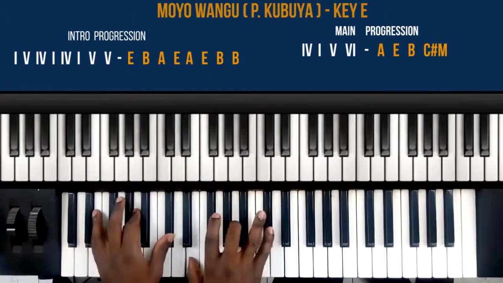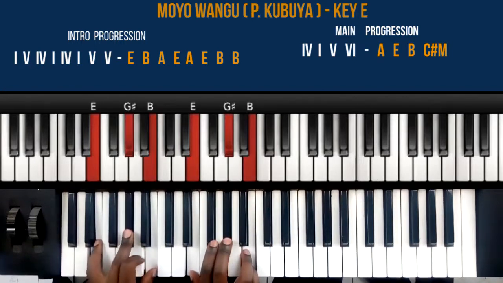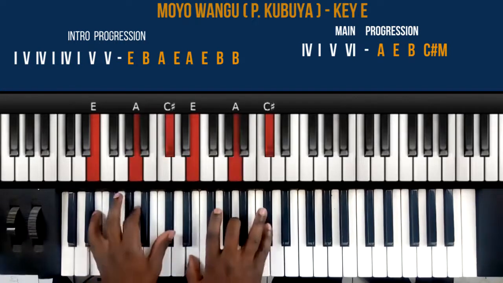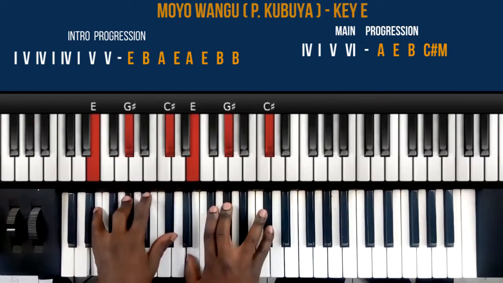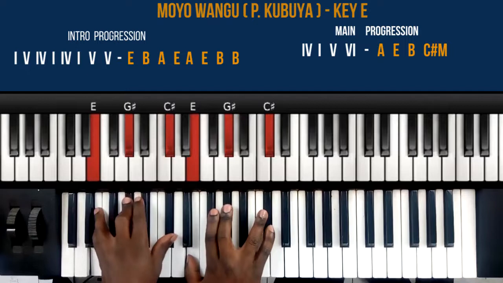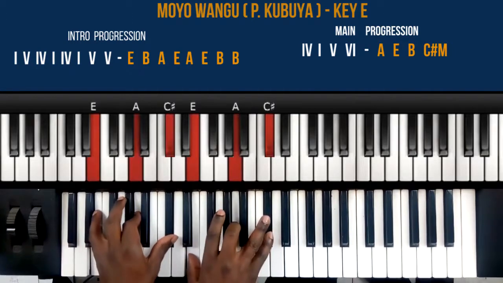So you play 6 again, then 4, 1, 5, 6. You can play every half a beat, a chord for half a beat.